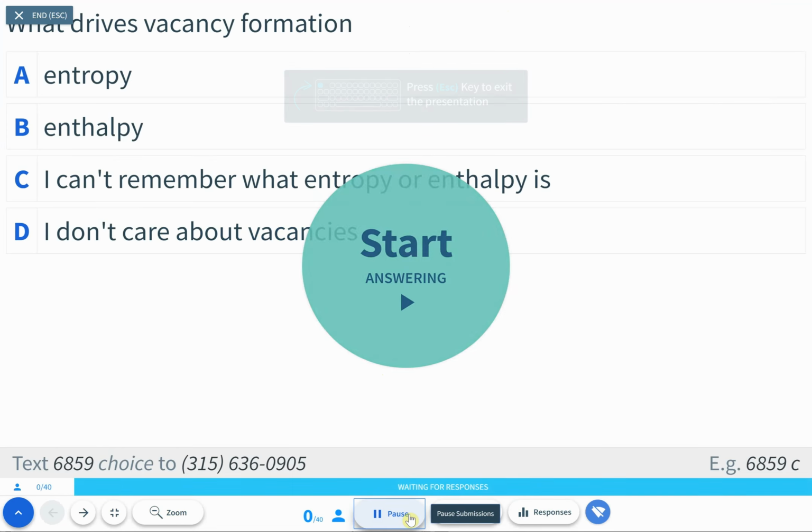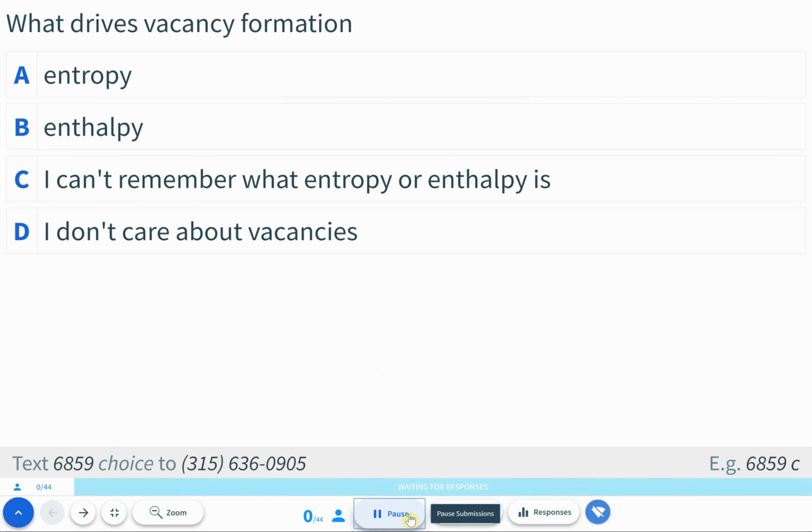Okay, the first one, what drives vacancy formation? Is it A, entropy, B, enthalpy, C, I can't remember what entropy and enthalpy are, or D, I don't care about vacancies? A or B?